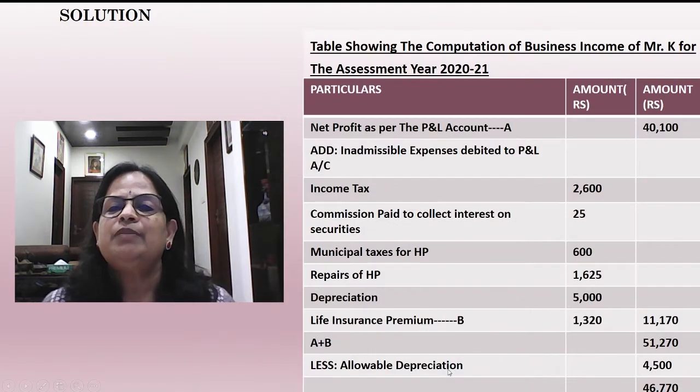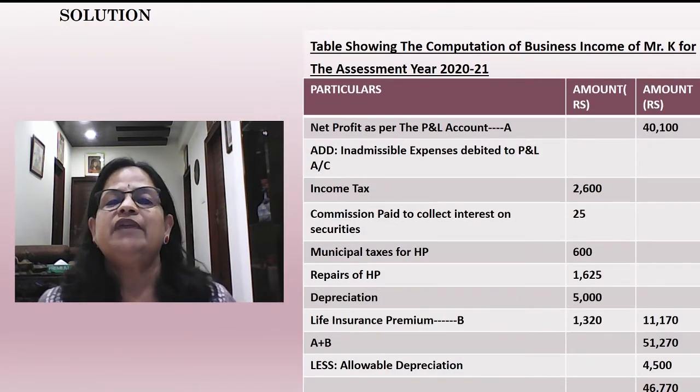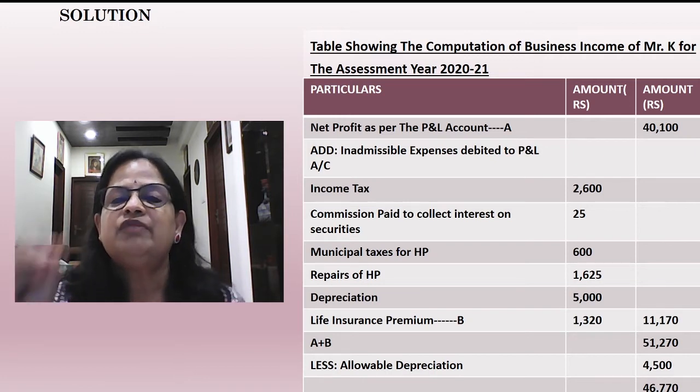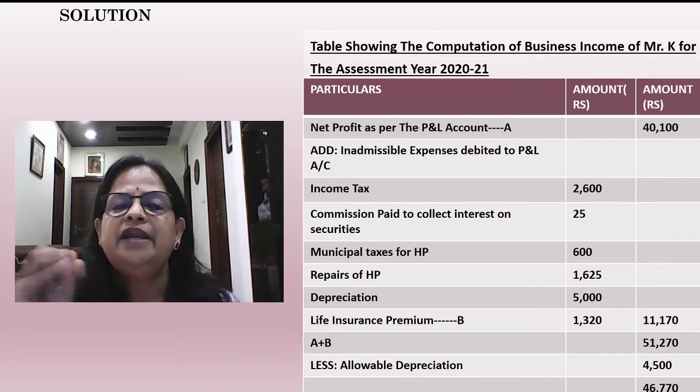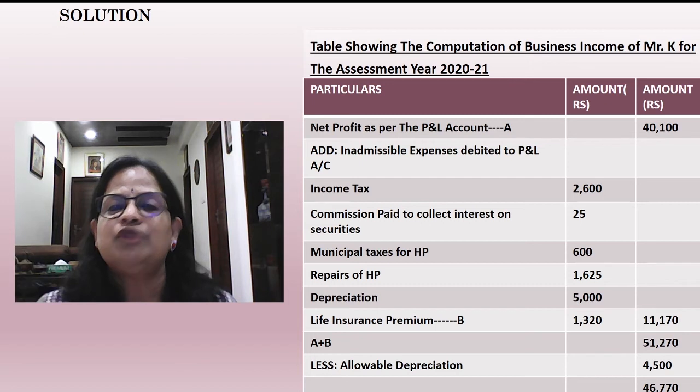The table shows the computation of business income of Mr. K for the assessment year 2021. We are starting with the net profit. Net profit is given in the profit and loss account as 40,100. Add inadmissible expenses debited to profit and loss account.